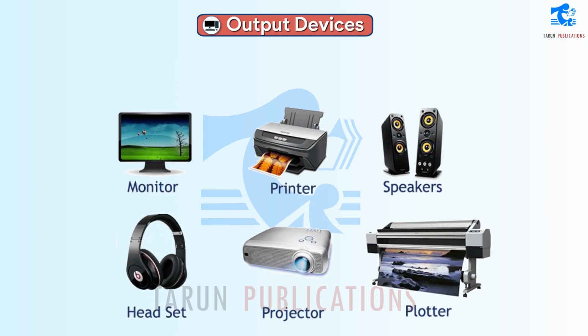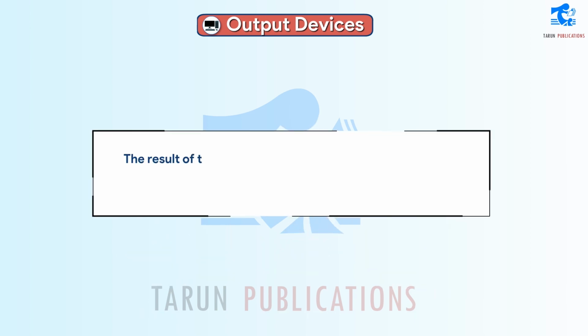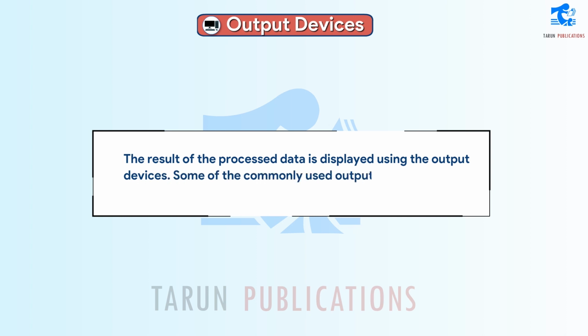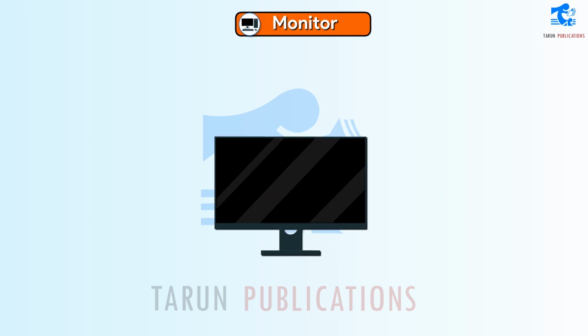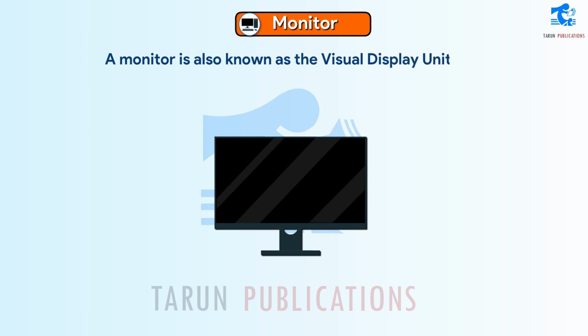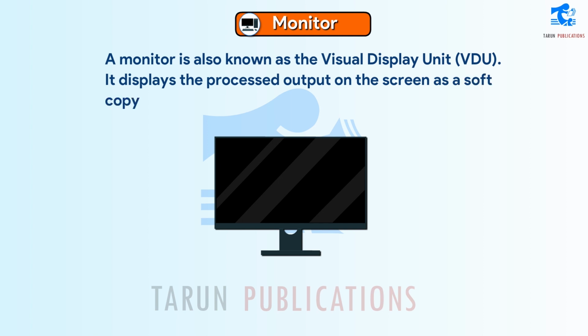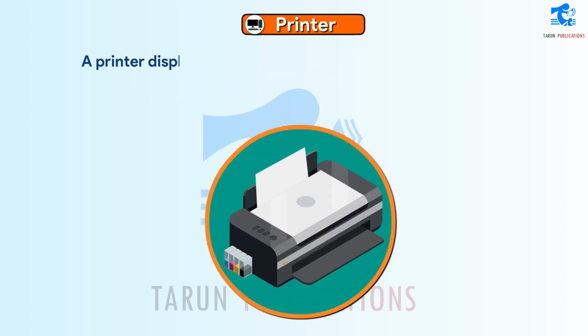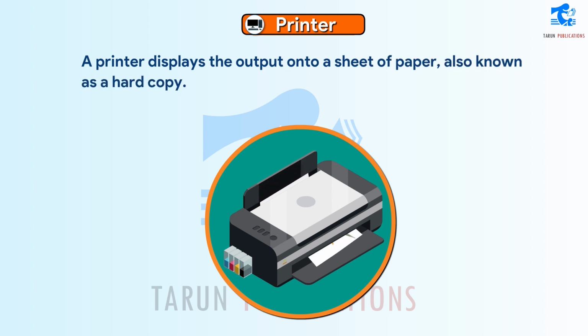Output devices. The result of the processed data is displayed using the output devices. Some of the commonly used output devices are monitor. A monitor is also known as the Visual Display Unit, VDU. It displays the processed output on the screen as a soft copy. Printer. A printer displays the output onto a sheet of paper, also known as a hard copy.